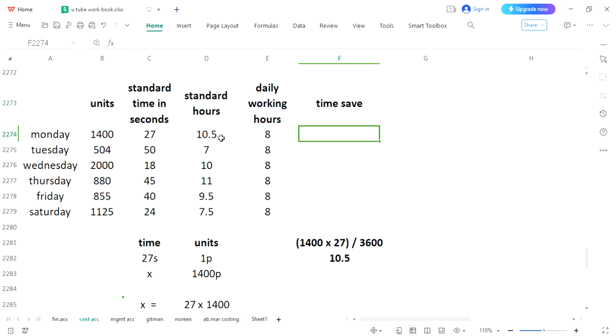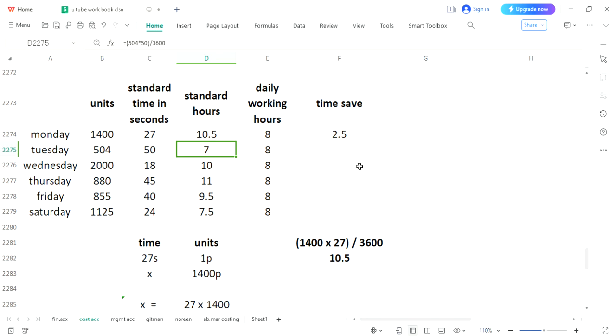On Monday, 10.5 hours was the standard, and he had completed his work within 8 hours. Let me know if time has been saved or not. Again, I'm asking the same question. The standard time was 10.5. It means this was the time allowed, but he had completed his work within 8 hours. So time saved, yes or no? Hopefully someone will say yes, and absolutely yes, 10.5 was the time given, and he has completed his work within 8 hours. So time saved.